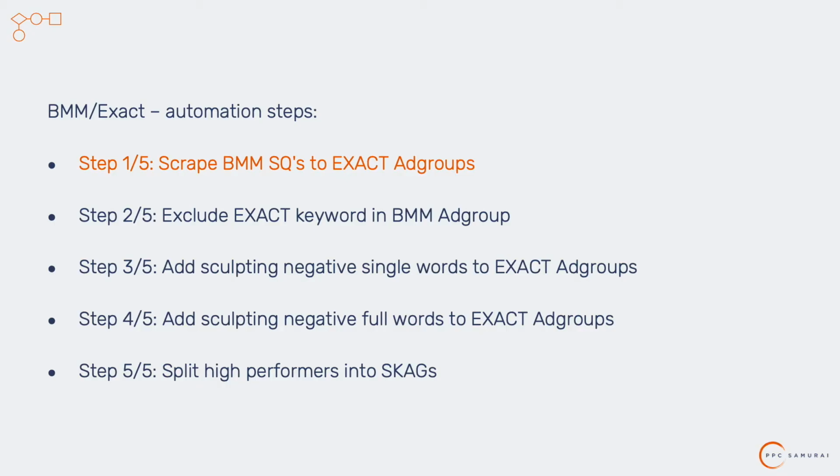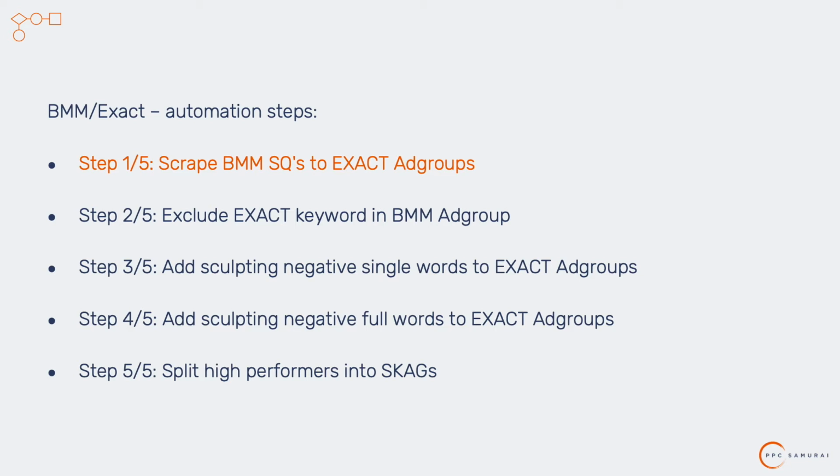This lesson covers the first workflow of 5 that will get BMM exact up and running within PPC Samurai. This workflow farms the search queries that are being triggered by the BMM keywords, applies a number of conditions, and, should a query be successful, adds it as an exact term at the exact ad group level. This workflow also removes any negatives that may exist that would block this new exact keyword.